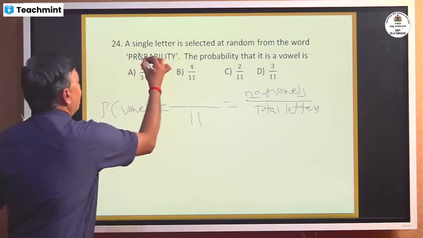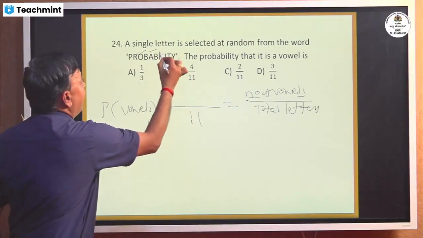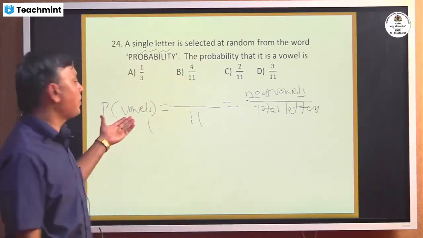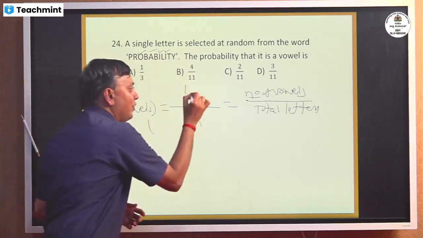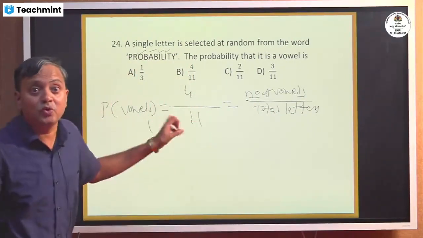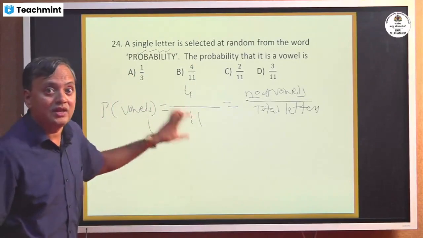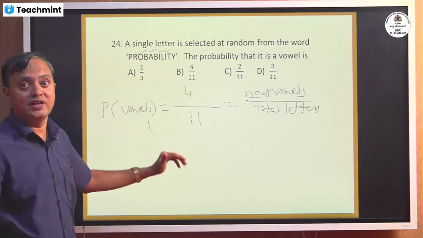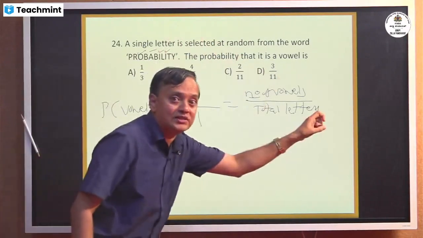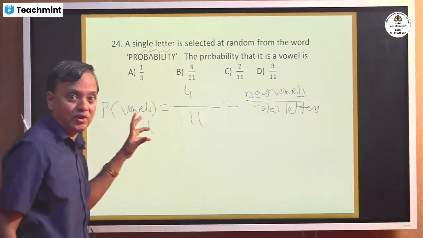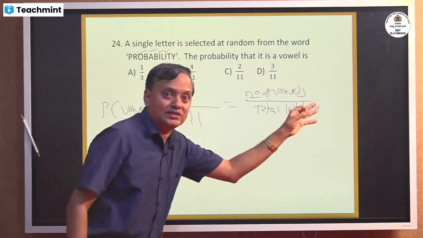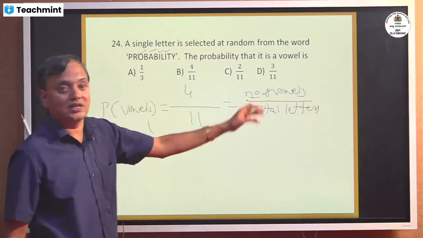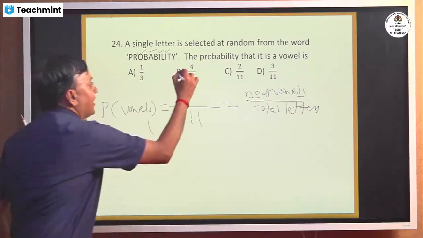Here O occurs, and A and I occur twice. Here there are only 4 vowels. What is the probability of vowels? 4 vowels, 4 by 11. So what is 4 by 11? It is 4C1 divided by 11C1. The probability of vowels in this word is the number of vowels in the given word divided by total letters in the word, that is 4 by 11. So next question.